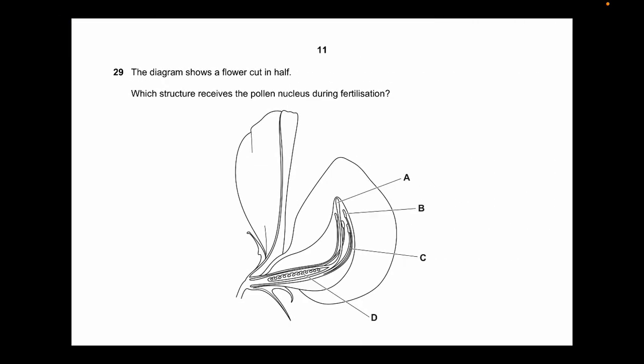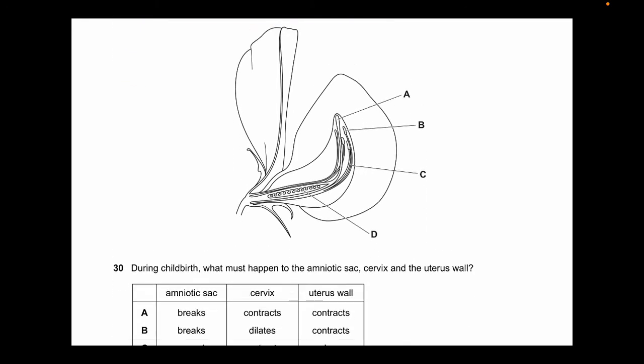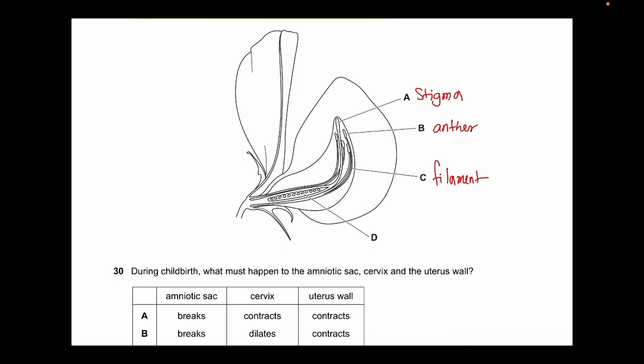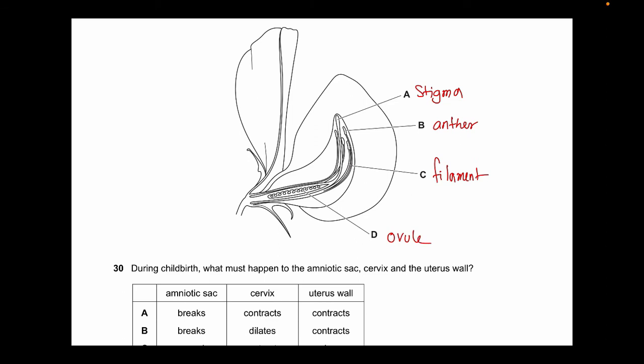Question number 29. The diagram shows a flower cut in half. Which structure receives the pollen nucleus during fertilization? So first of all, A is stigma, B is anther, C is filament, and D is ovule. So during fertilization, the ovule will receive the pollen.